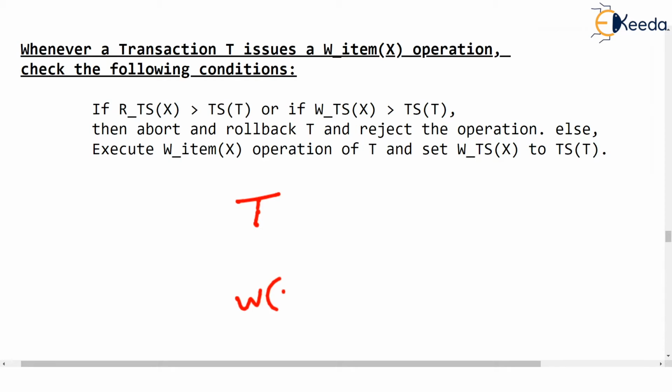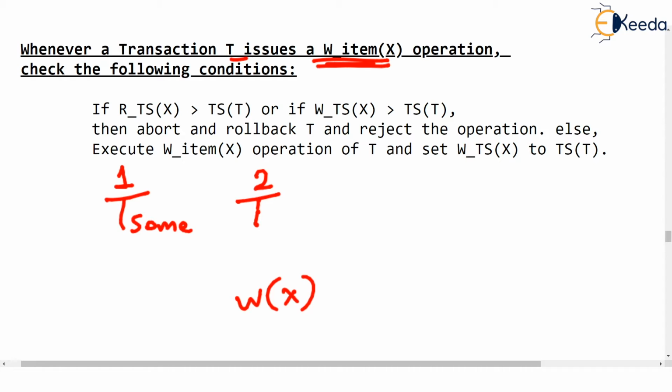We are still on the same point. We are discussing the same point again. T issues a write request on X, and just imagine there is some transaction which is an older transaction, and T, which is making the request, is a newer or younger transaction.